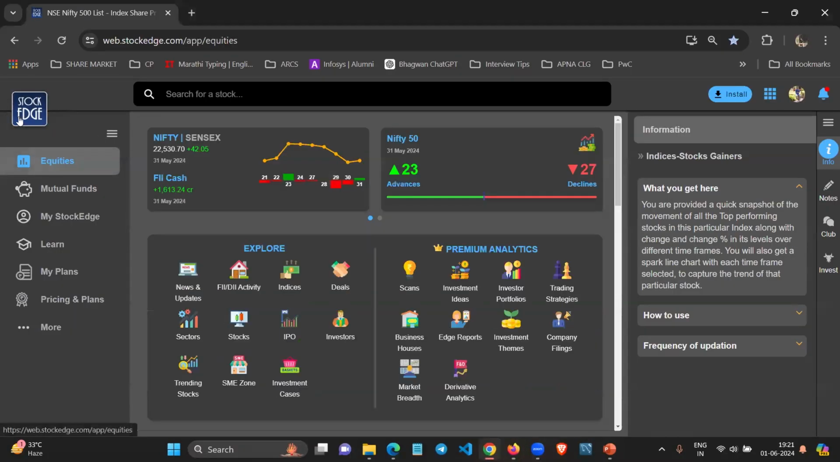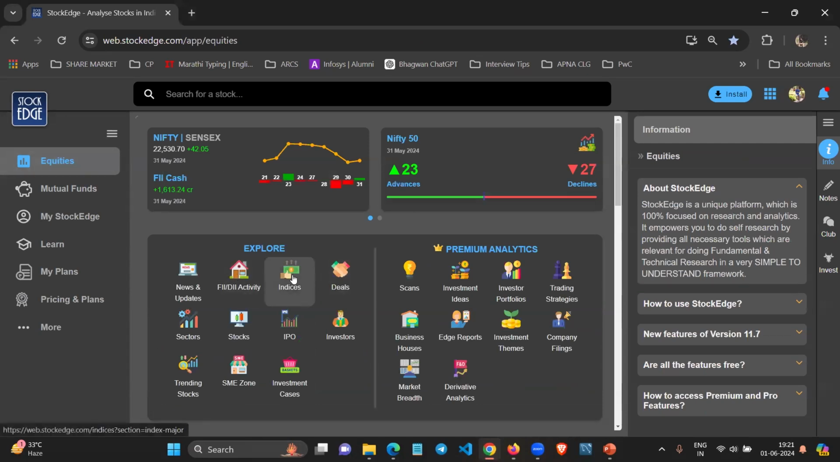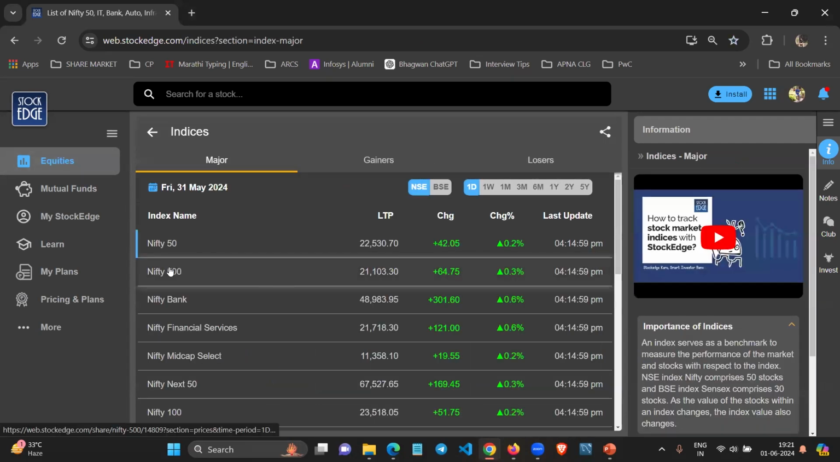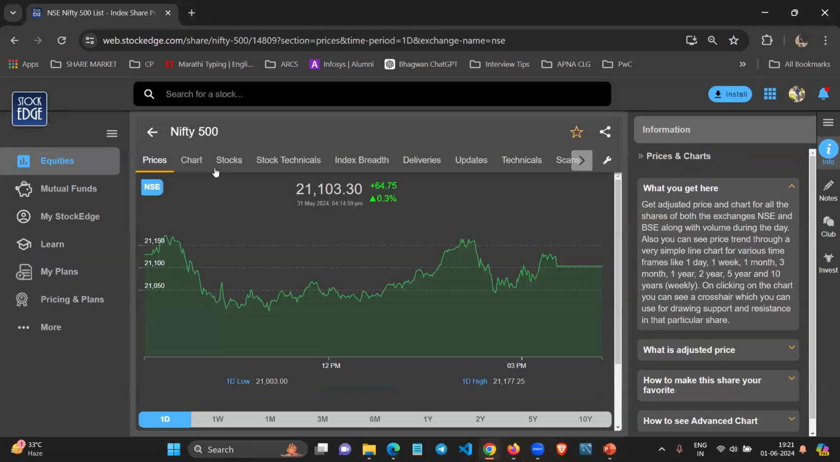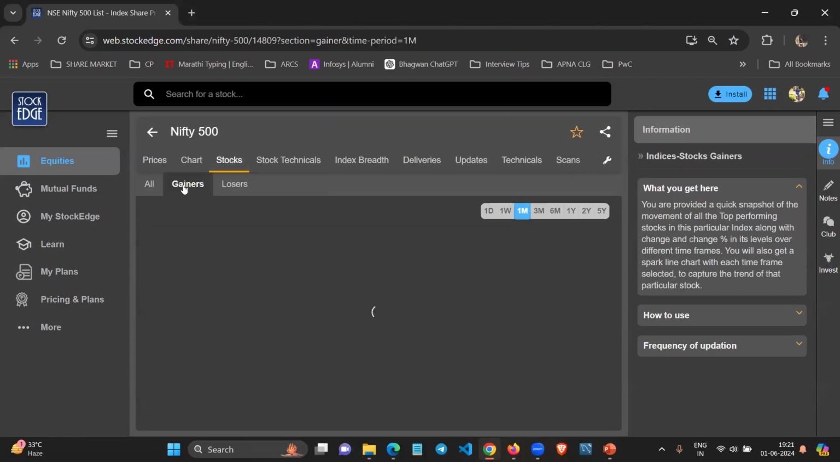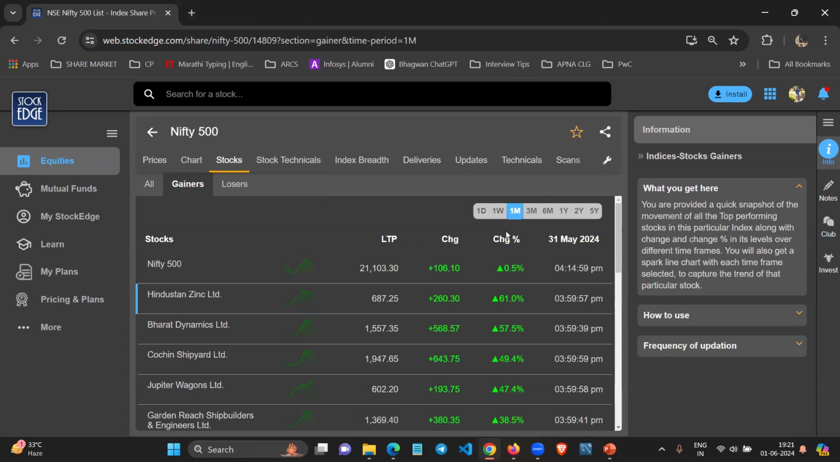So this is a stock pitch, okay? Now I'm going to indices. This is Nifty 500. Let's go to stocks. Let's go to gainers. So here it will show all the percentage gains. Okay. So let's consider any of these stocks. Let's say Hindustan Zinc or BDL, Cochin Shipyard. What we are trying to do is catch maximum swing gains, right? So that's why I'm showing this example. So let's go to Hindustan Zinc.